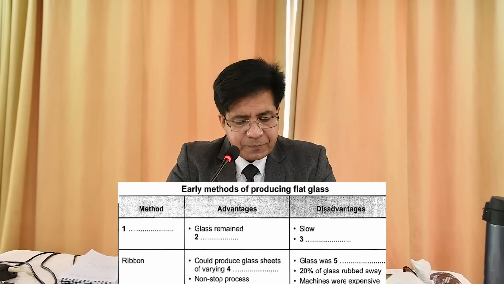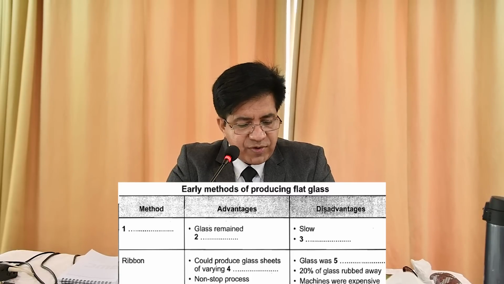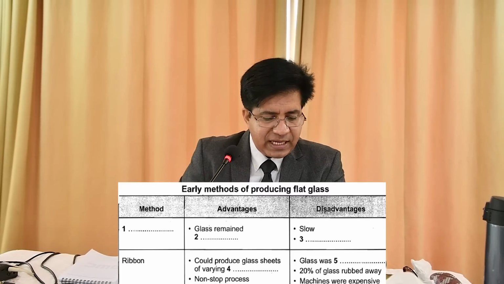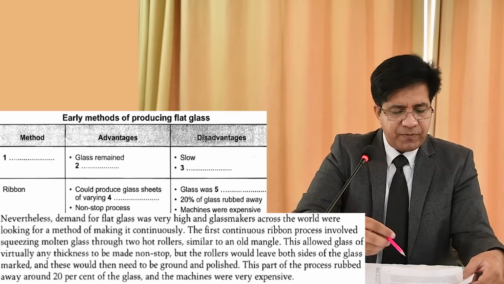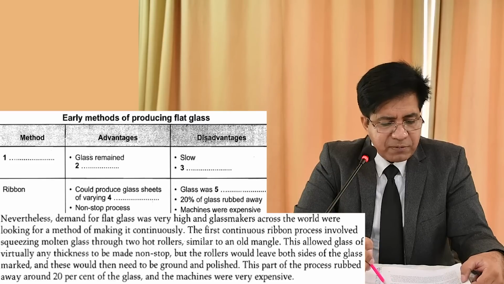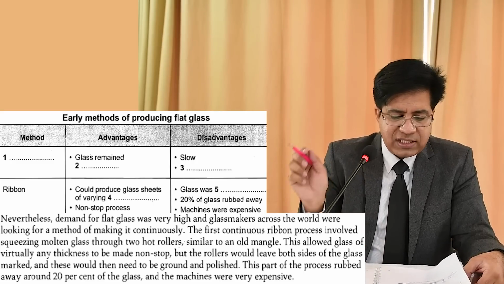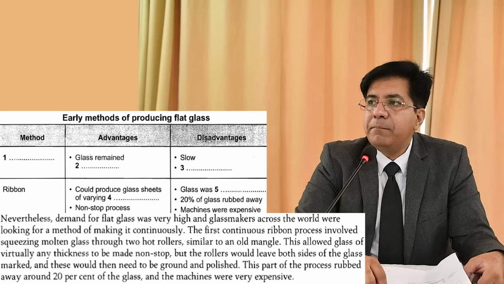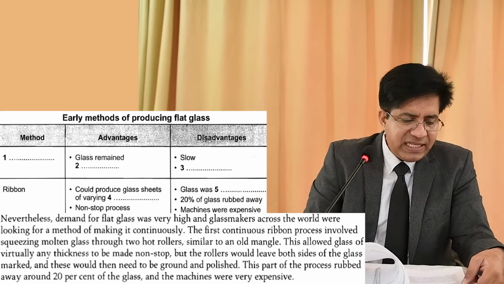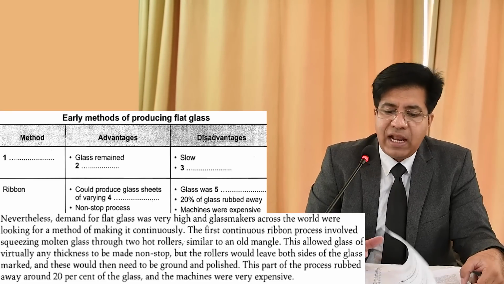Now, question number 5. Glass was dash, and by the way, you can see the next 20% is written. So disadvantages. Now disadvantages, glass was something. Same paragraph, after thickness: to be made non-stop, but the rollers would leave both sides of the glass marked. So both sides of the glass marked means glass was marked. Mark means a mark would get left on it. Glass was marked. So now please encircle marked and write there number 5, so that when you go back home from the same handout, you can practice.